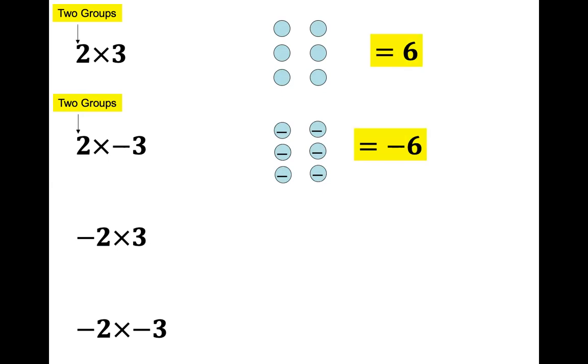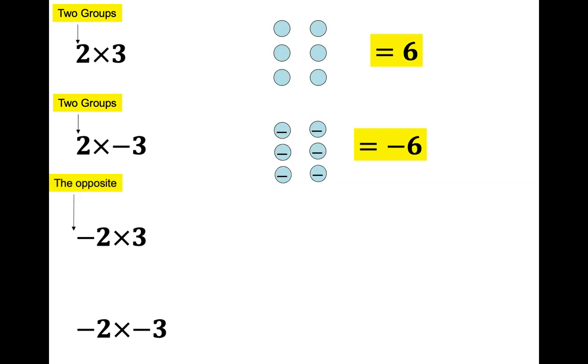Okay? This one I have 2. Now I could just, multiplication is commutative, I can move it around. So this would be 3 groups of -2. I'm going to choose a different way. What is the opposite of 2? Okay. So I'm going to say that this is the opposite of, keep reading, 2 groups of 3.